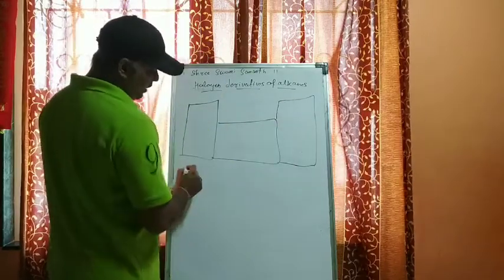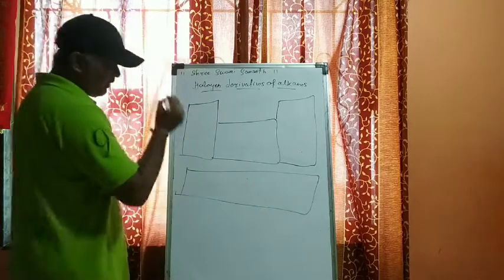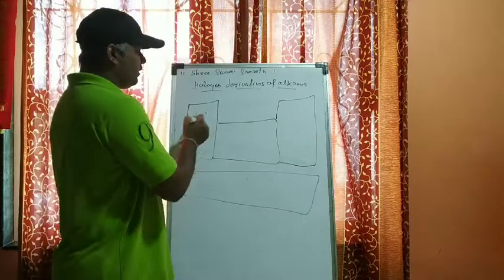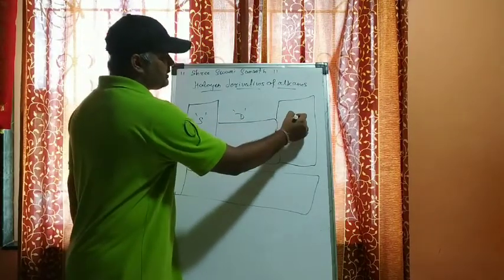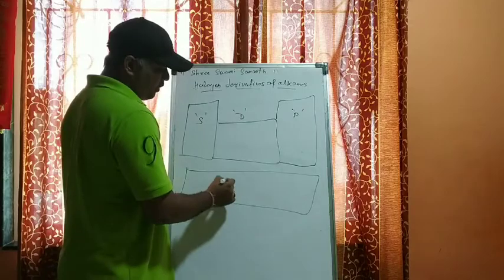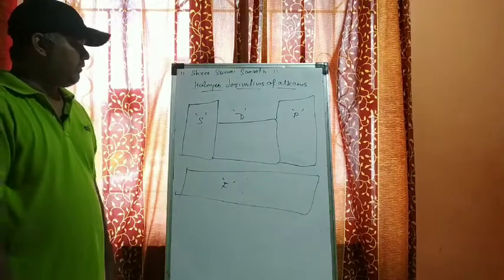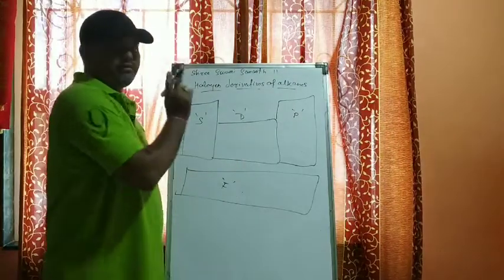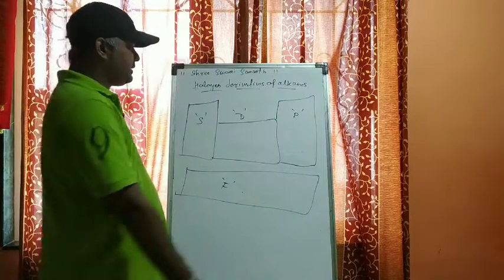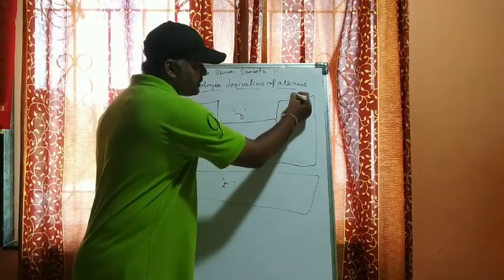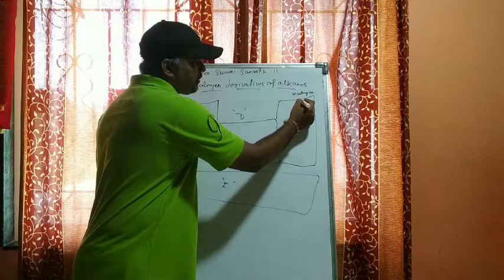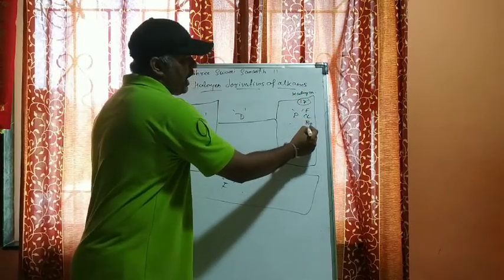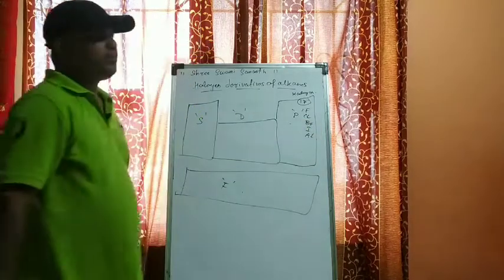I'm just drawing a rough diagram of the periodic table. This is the S block, this is the D block, this is the P block, and this is the F block, right? So you all know that our periodic table is divided into 4 parts: S, P, D and F. Here, our halogen atoms are placed in group number 17, that is fluorine, chlorine, bromine, iodine, astatine. This is group number 17.